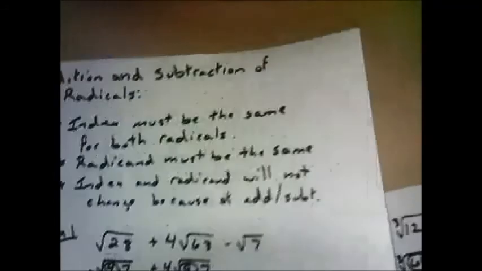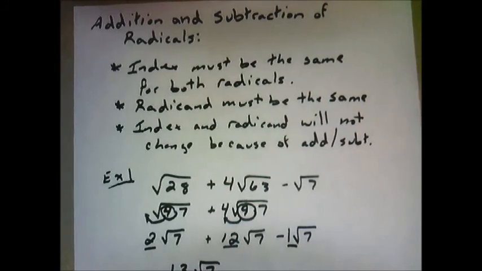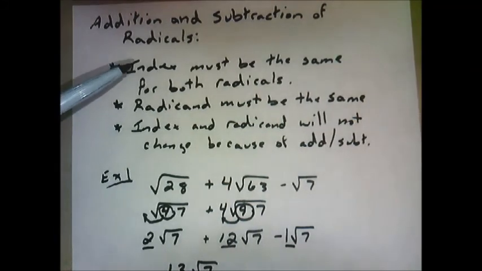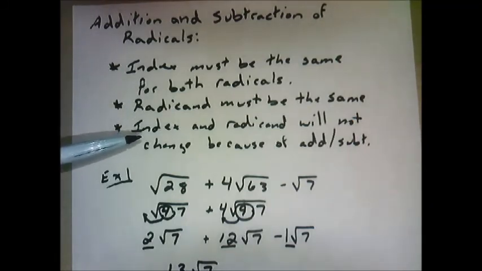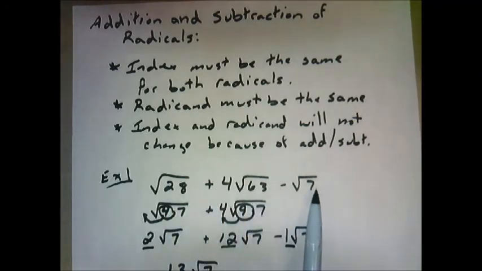So to recap, to add and subtract radicals, the index must be the same for both of our radicals. Our radicand must be the same, and the index and the radicand will not change because of the addition or subtraction property. So we simplify all of our radicals to begin with. Once our radicands are the same and the index is the same, we can go ahead and add or subtract the numbers on the outside of the radical. And my radicand and my index will stay the same.